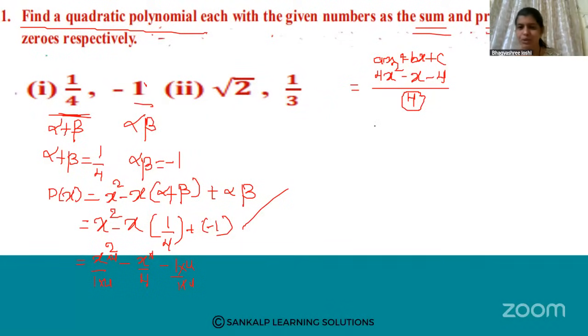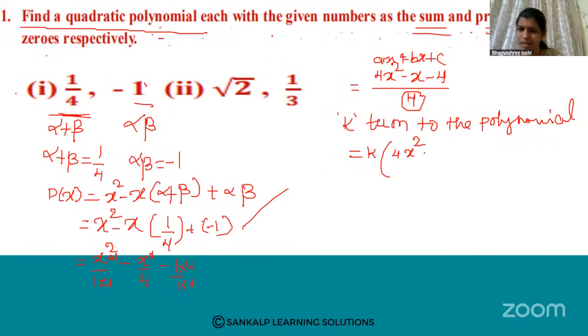So for that what I will do, I will add one constant term to the expression, to the polynomial. So one constant term I will multiply: K into 4x square minus x minus 4 divided by 4. Why did I take this k term? So that I want to cancel this 4. How does it cancel? When I take k is equal to 4, that time this 4 and 4 will get cancelled.